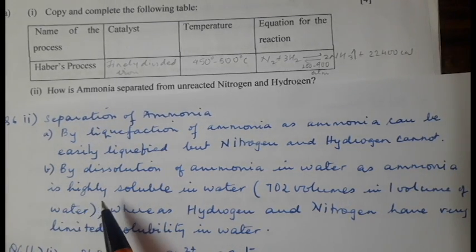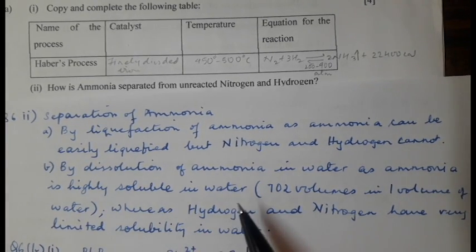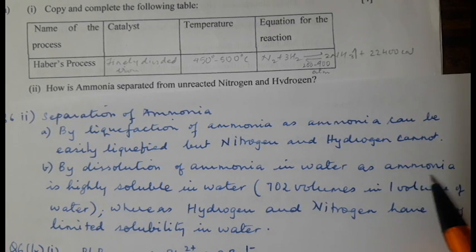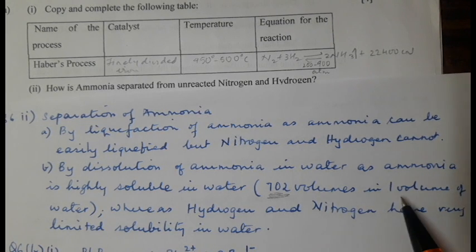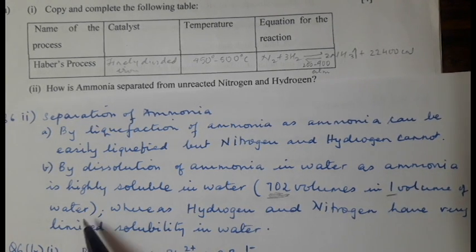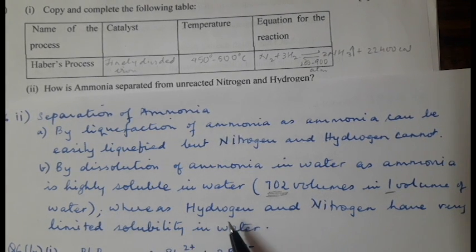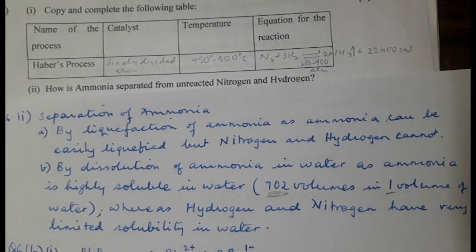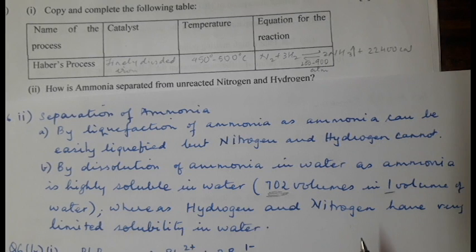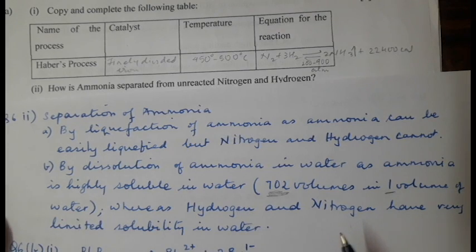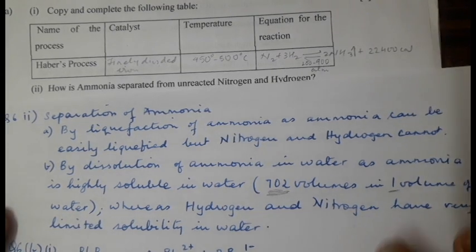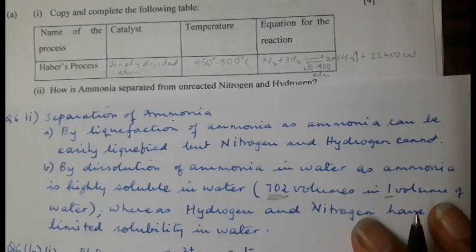The second technique is we dissolve ammonia in water, because ammonia is highly soluble in water. Remember this, 702 volumes of ammonia will dissolve in 1 volume of water, whereas hydrogen and nitrogen have very limited solubility in water. They are partially soluble, but that is very, very little solubility. It's as good as insoluble.